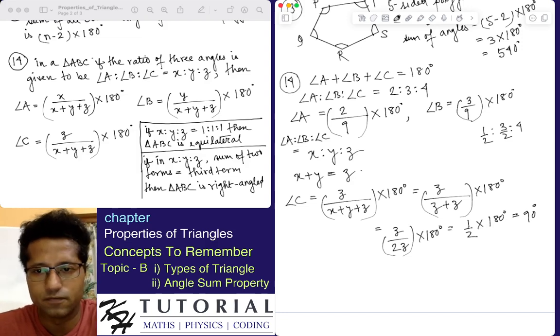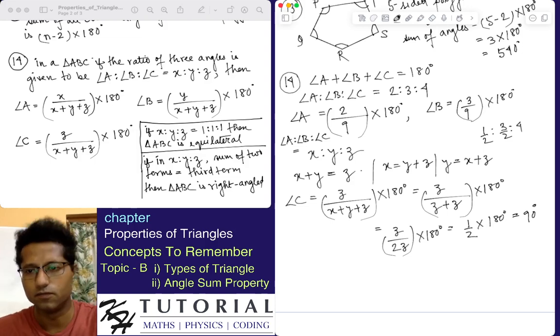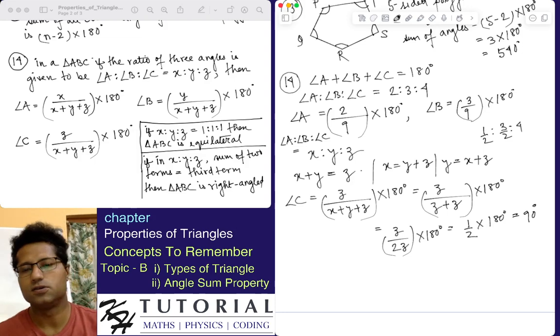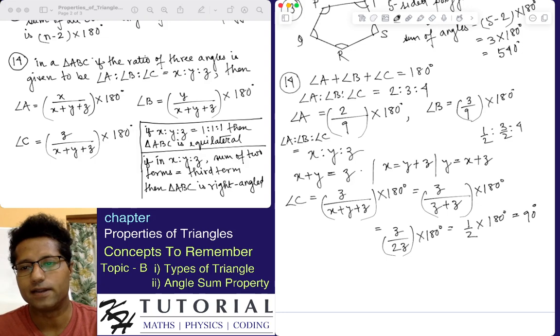It could also be that x equals y plus z, or y equals x plus z. In whatever combination, if the addition of two terms is equal to the third term in the ratio, then the triangle is a right angled triangle.